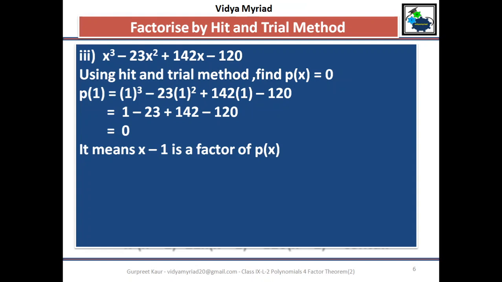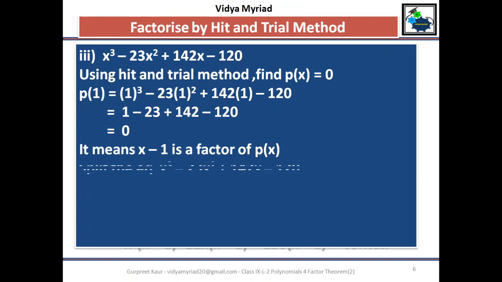Now suppose I am putting minus 1 in place of x and my answer is getting 0. How will I get minus 1? When x plus 1 is a factor. How? x plus 1 is equal to 0. I will shift 1 to that side, so it will become x is equal to minus 1. So you need to keep trying. You have to write down the factor properly. Okay. If you are putting 1, then x minus 1 is a factor of the polynomial.